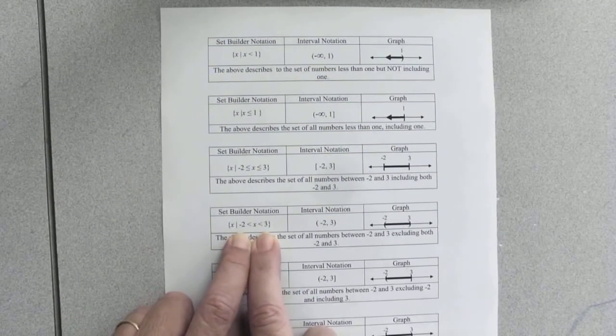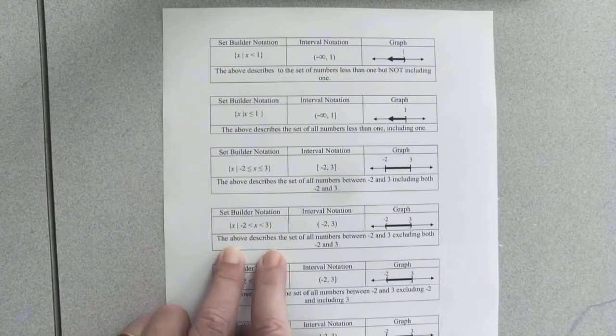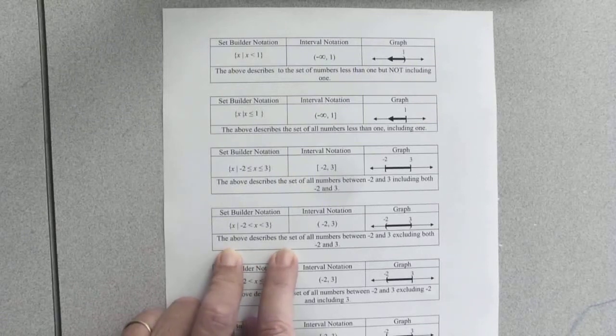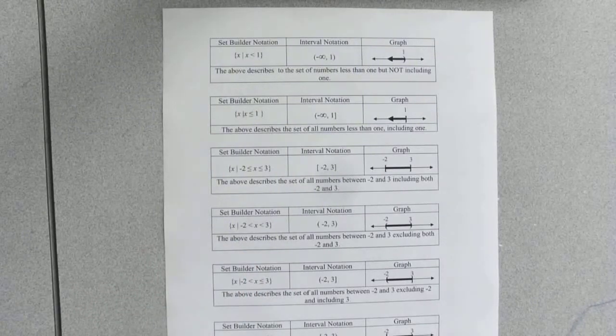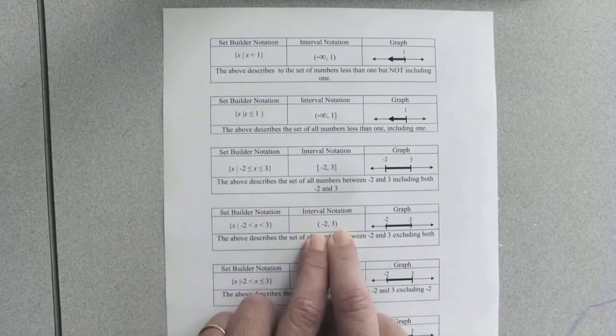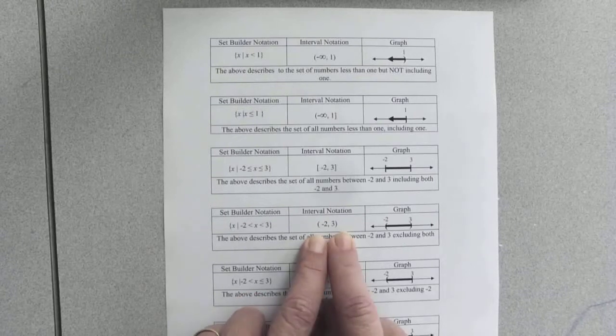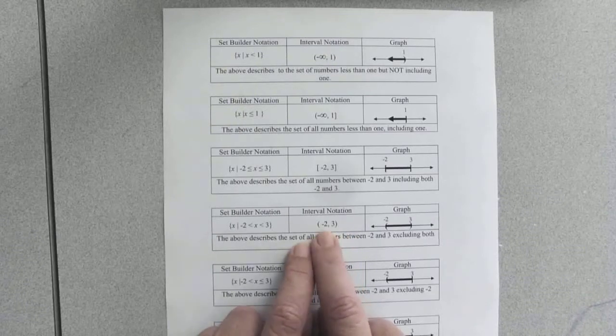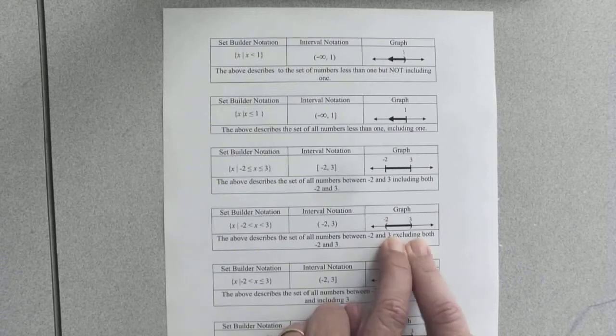This time I take away the or equal to. So verbally it means the set of all numbers between -2 and 3, excluding both -2 and 3. In the interval notation, same idea, but now parentheses. Because I do not have the or equal to, I use parentheses. The or equal to goes with square brackets. And notice the smaller numbers on the left. And there would be the graph.